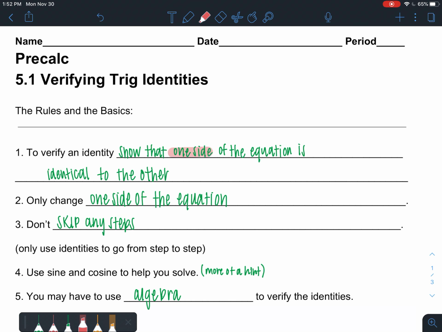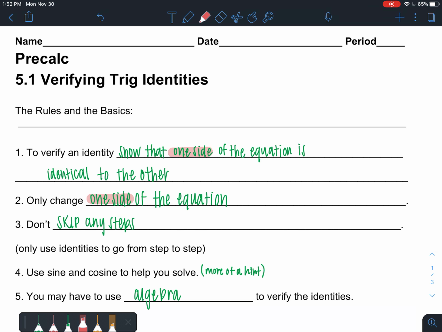The key is one side. We're only allowed to change one side of the equation at a time. A lot of people are going to make this mistake at least once, where they solve both sides and then make the middles meet, but that's not how we solve trig equations, okay? So it's really important we only do one side at a time.